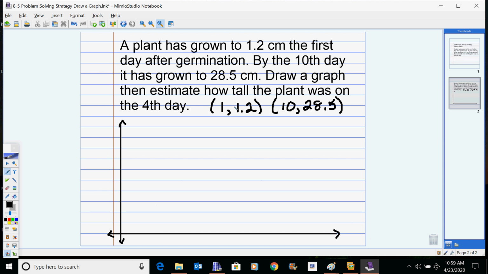Now, our x-axis, we're going to label that as being in days. So what day number it is. So we're going to put the day number on this axis, and the number of centimeters will be on this. So in other words, we're going to say the height will be on this y-axis.